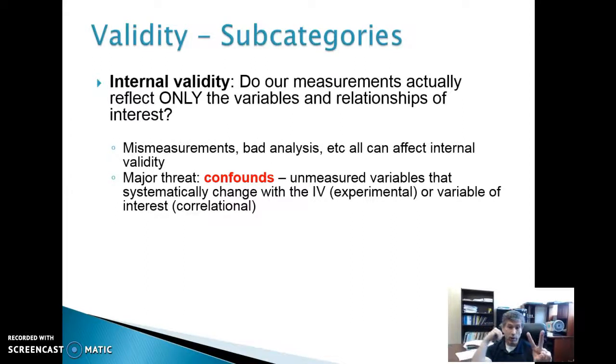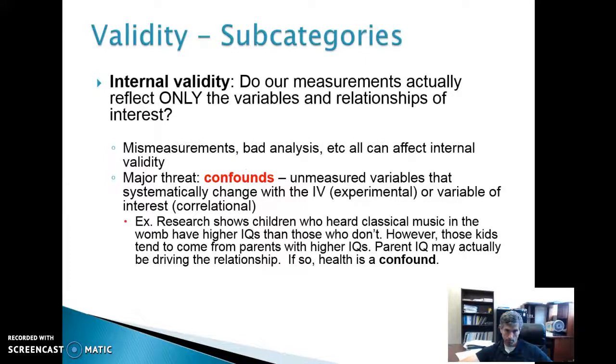If there are accidentally two things that are different between my conditions, the independent variable and some confound that I didn't even think about, then even if I get the results I wanted, I don't know if the IV caused those differences, I don't know if the confound caused those differences, or if it was both of them at the same time, if they had a combined influence. I can't tell. It kicks the legs out from under the conclusions that I can draw. So confounds are hugely damaging to internal validity because you no longer know if your results reflect the actual relationships you're looking for. So a classic example from a correlational study, we'll talk about an experimental one in a minute.